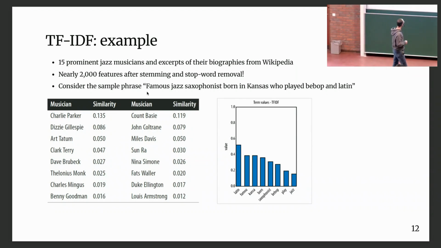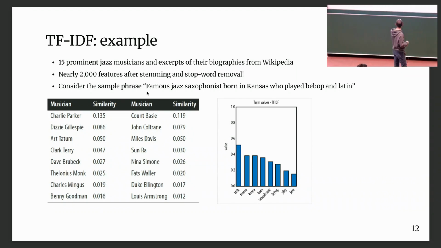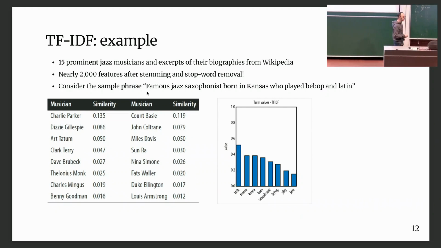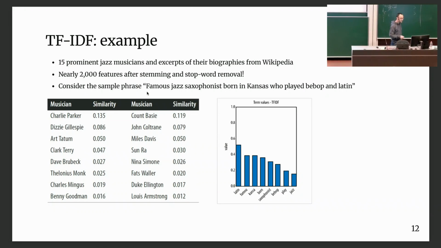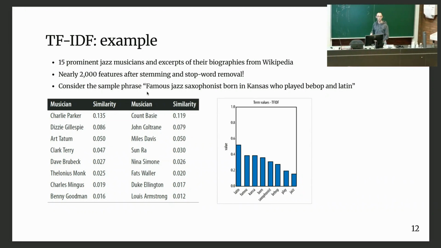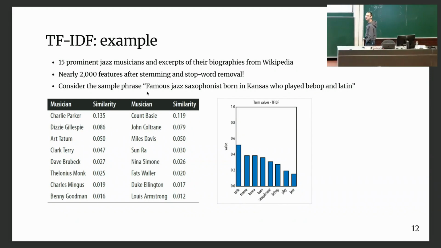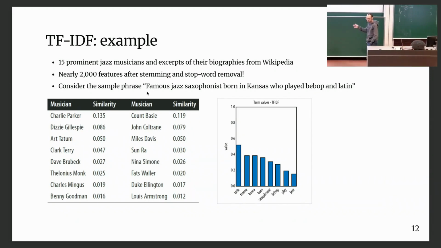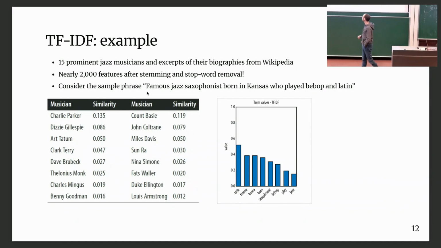Here you see one example. What was done here is you take 15 jazz musicians, you take the text from their Wikipedia page, you then apply a bit of stemming and stop word removal, so your vocabulary is 2000 tokens large, and then for each of these documents, you extract that TF-IDF-based vector, which is then a vector of 2000 elements.